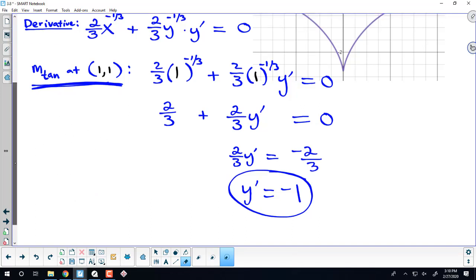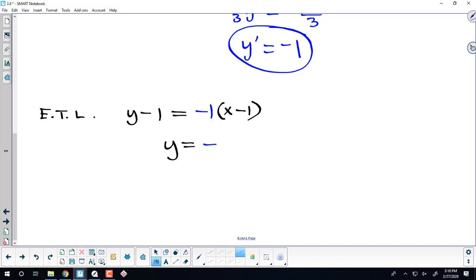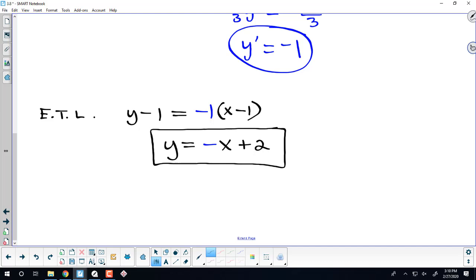All right, so the equation of the tangent line at the point: y minus the y coordinate equals the slope of the tangent line at that point times x minus the x coordinate. We have a -1 plus 1, positive 1, positive 1. So there's the equation of the tangent line.